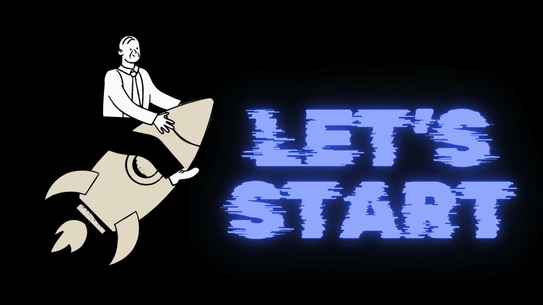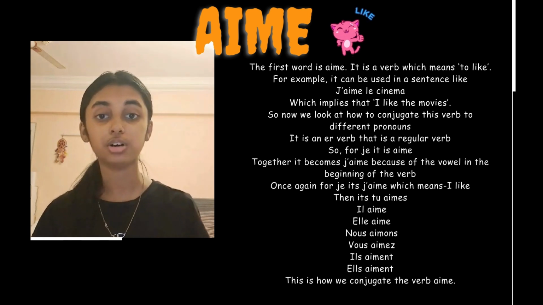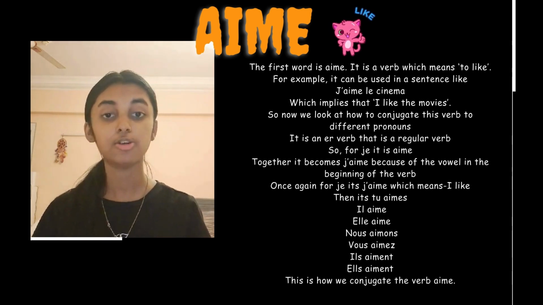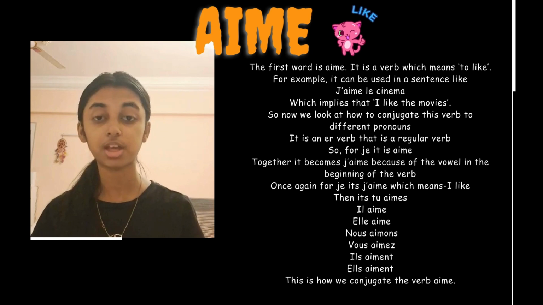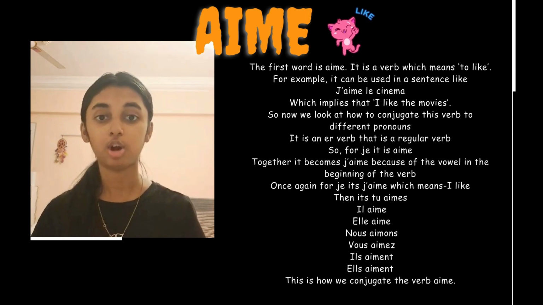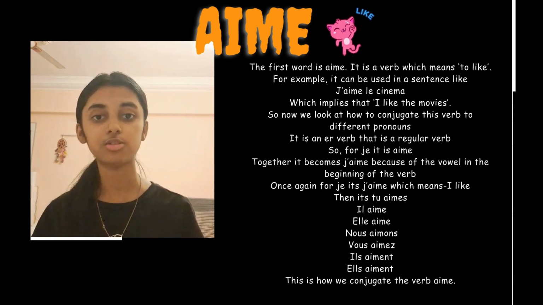So let's start. The first word is aimer. It is a verb which means to like. For example, it can be used in a sentence like J'aime le cinéma, which translates to I like the cinema. Now, we will learn how to conjugate the verb aimer with different pronouns in French.